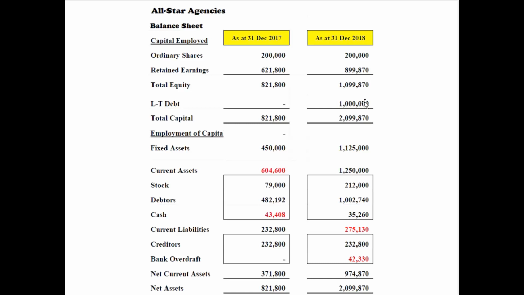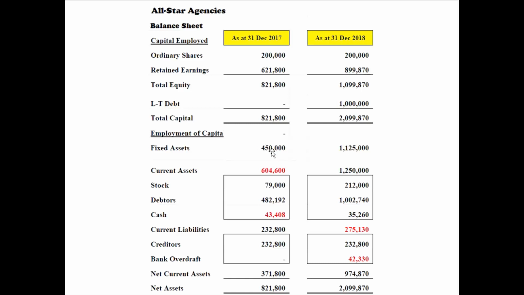Add that to the long-term debt. Debt plus equity gets you a total capital number of just over 2 million. Take the total capital number, bring it down and plug it in under the net assets, forcing your balance sheet to balance. Next up is the fixed assets.